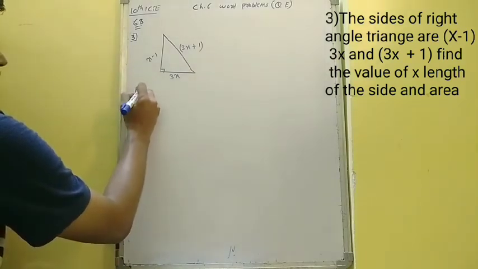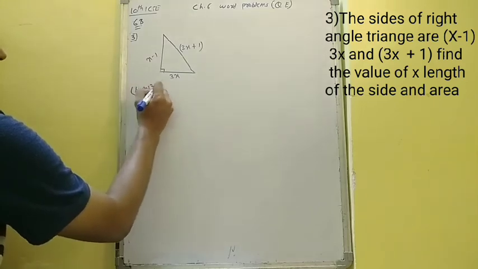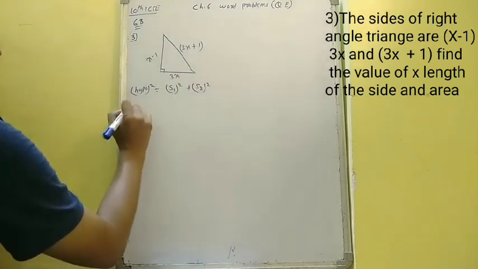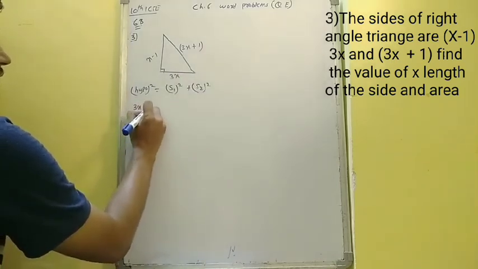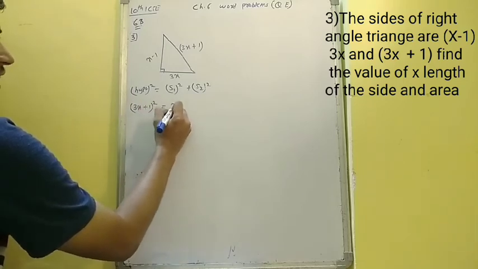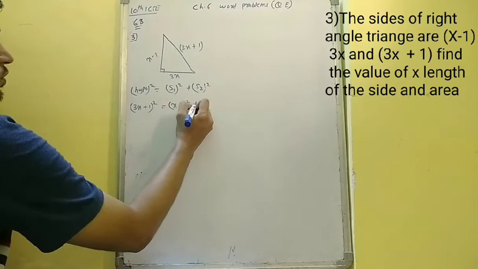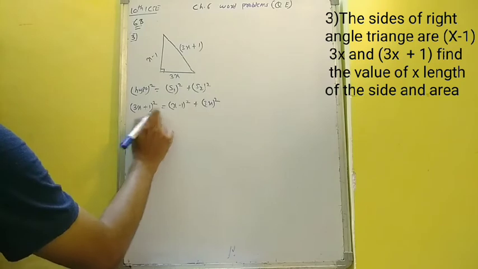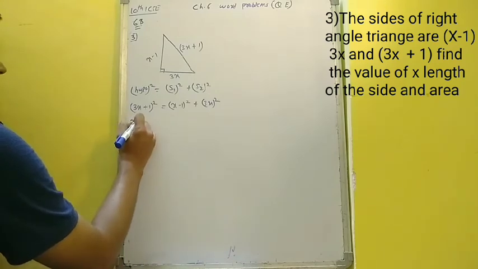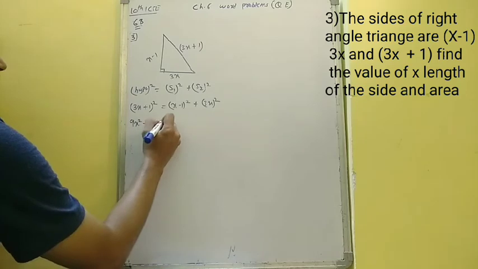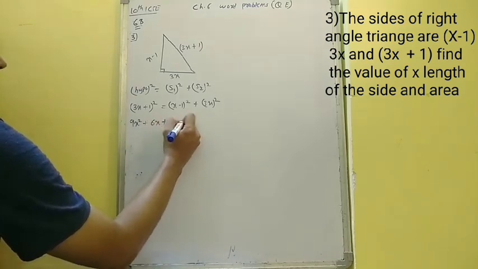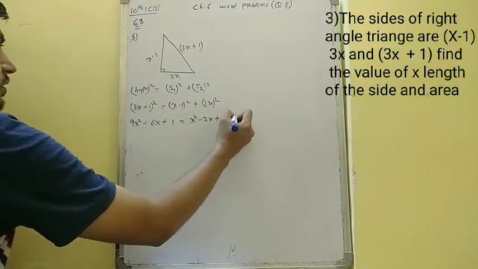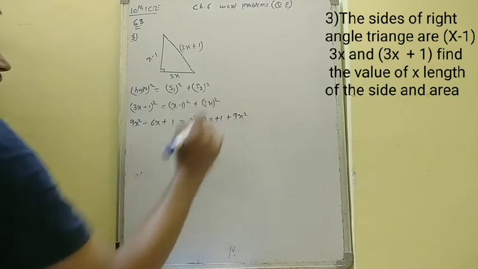So, hypotenuse square is equal to side 1 square plus side 2 square, that is 3x plus 1 the whole square is equal to side 1 x minus 1 the whole square, side 2 3x the whole square. So a plus b the whole square is a square plus 2ab plus b square, 3 square is 9x square. a minus b the whole square, a square minus 2ab plus b square, 3 square is 9x square.